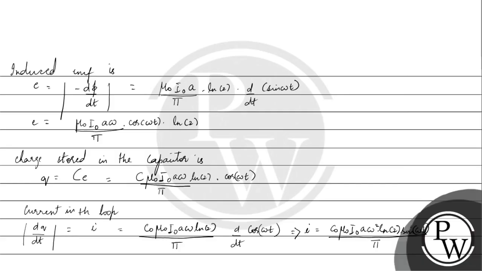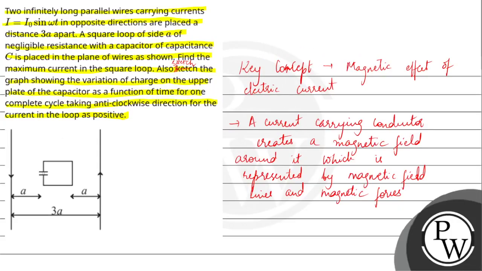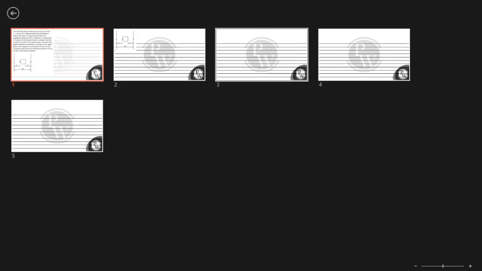Now we will see. The question asks us to sketch the graph of how it is varying. We'll just go to the question and read it. It says, also sketch the graph showing the variation of charge on the upper plate of the capacitor as a function of time for one complete cycle. So we can sketch the graph now.